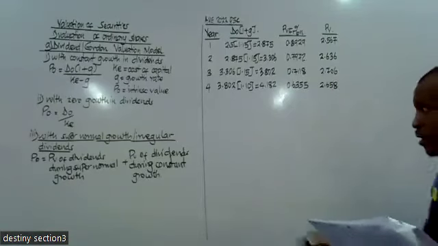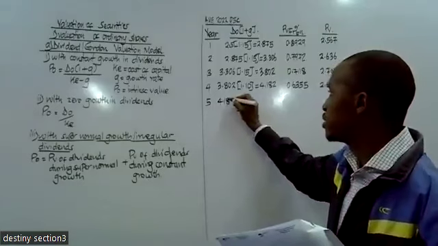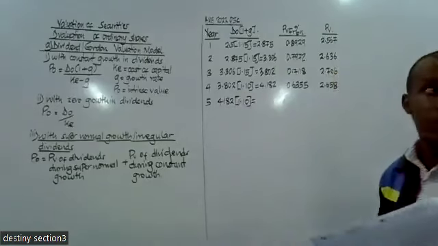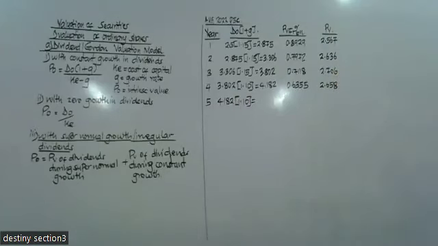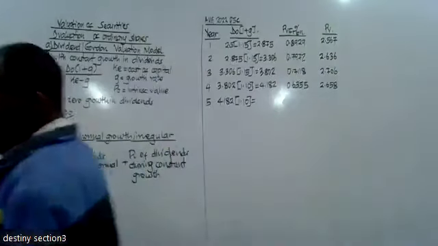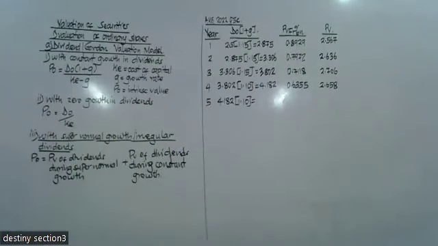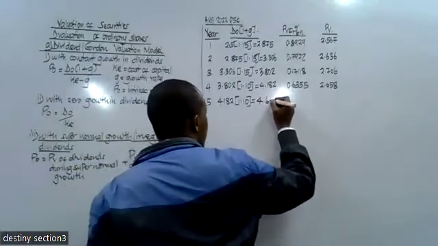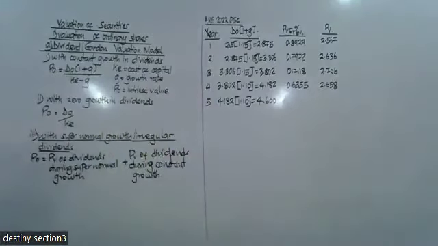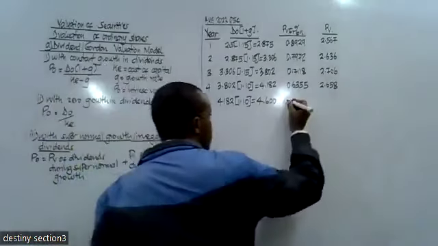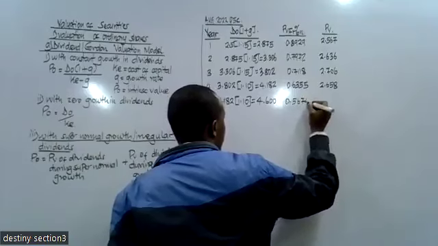All right. The next dividend is 4.182 growing at 10%. Then the discounting factor is 0.4674.